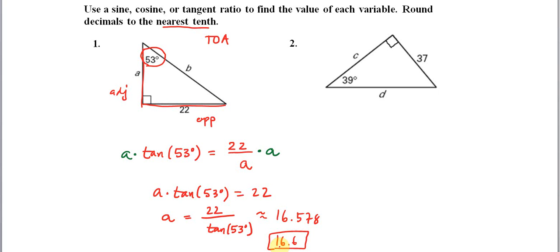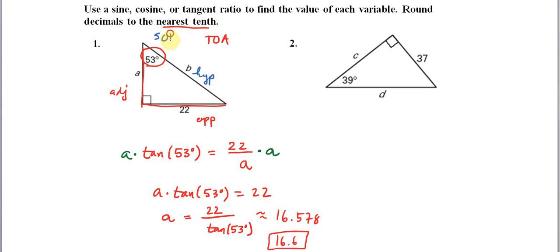Now, as far as solving for the variable b, there are a lot of ways we can do it. We could use another trig ratio. We could use the Pythagorean theorem with 16.6, but I like to go back to the original values so that if I made a mistake here, it doesn't affect my next answer. So I'm going to use still 53. I have still the opposite leg, but this time I'm solving for b, so this is the hypotenuse. When I'm working with the opposite and the hypotenuse, that means I want to use the sine ratio.